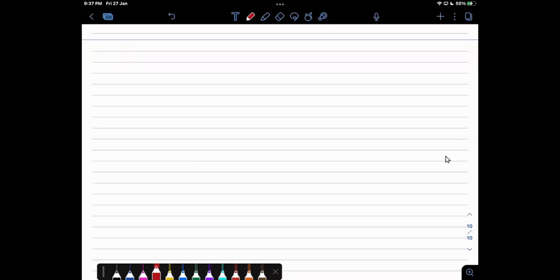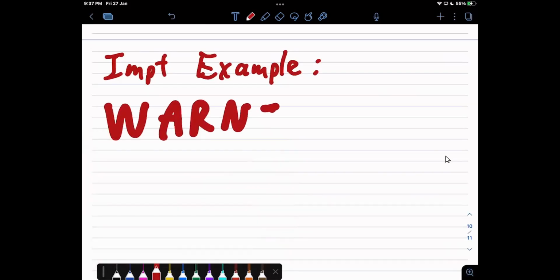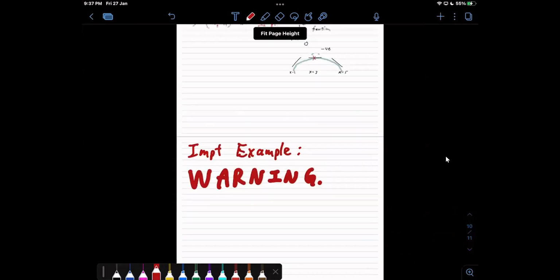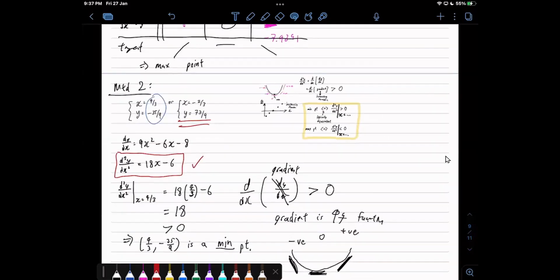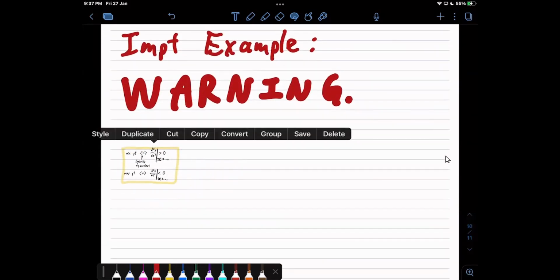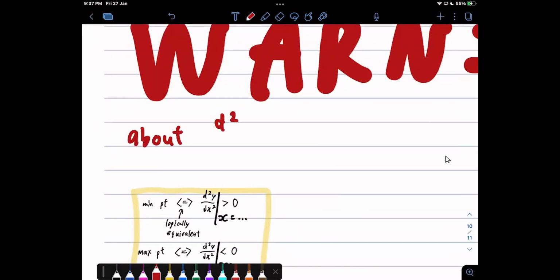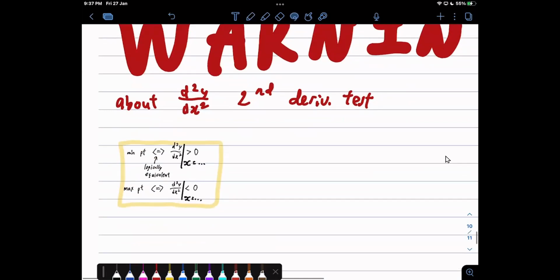Ayo, too big. Important example. Warning. I've only told you 2 things about the d2y by dx squared. Let me just write it in a smaller font. I have only told you 2 things.